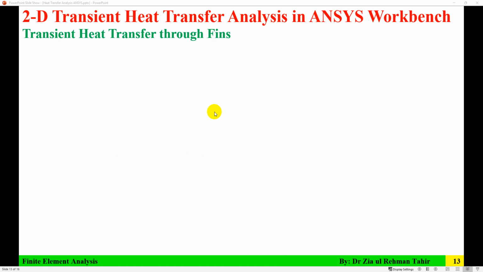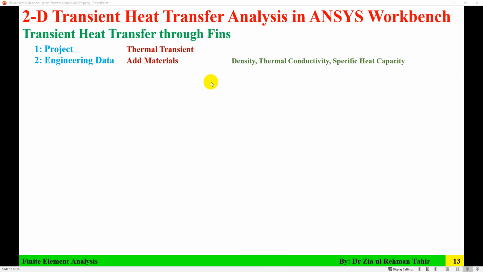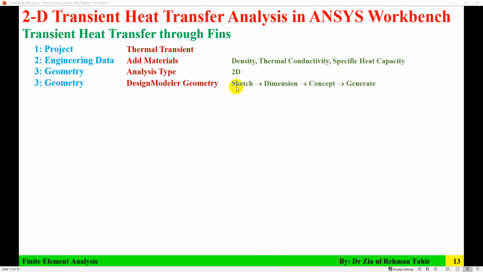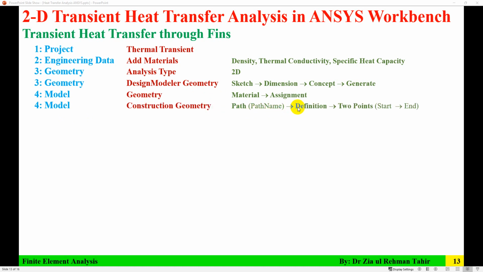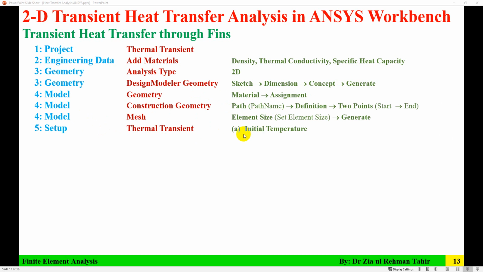Now finally, summary of the analysis. The first one, you need to start thermal transient project in Workbench and then add material in the engineering data. And for transient analysis, the three properties are required. Then start analysis, so sketch and then generate surface from that, and then assign material in the geometry, and then create a path, then apply mesh, and then apply boundary condition. The initial temperature is 28, then temperature of the base, which is 90.